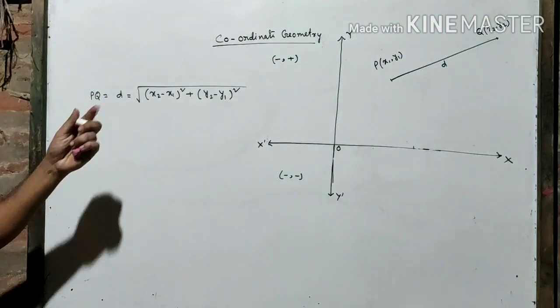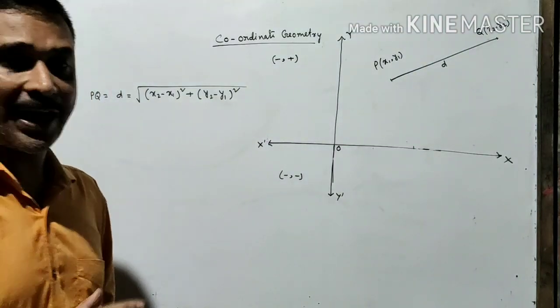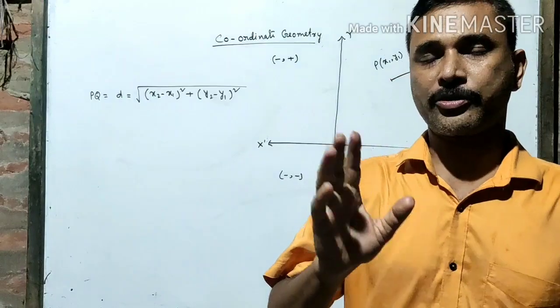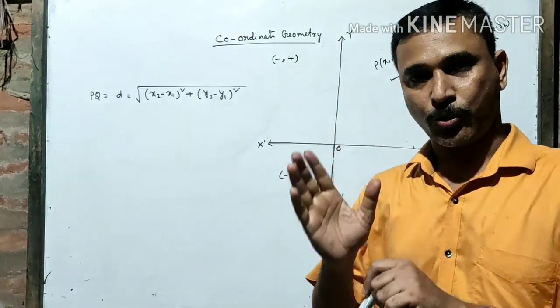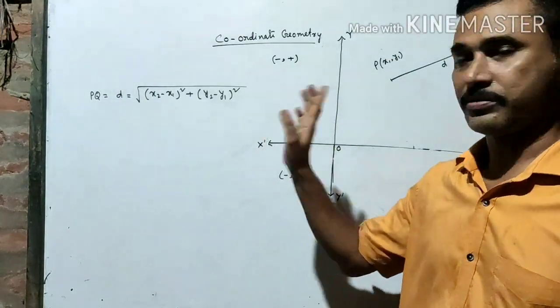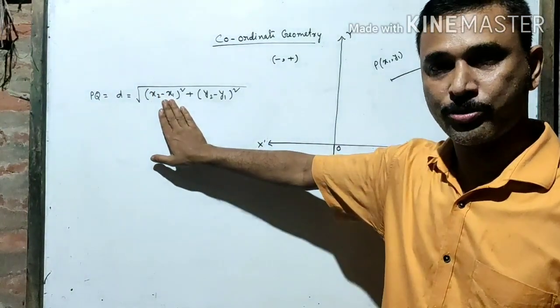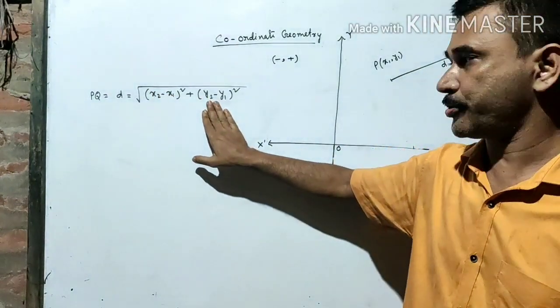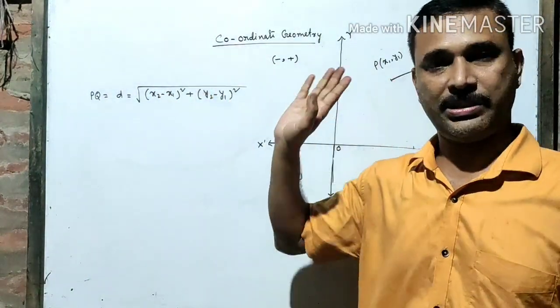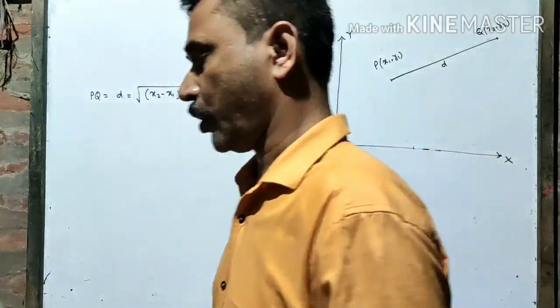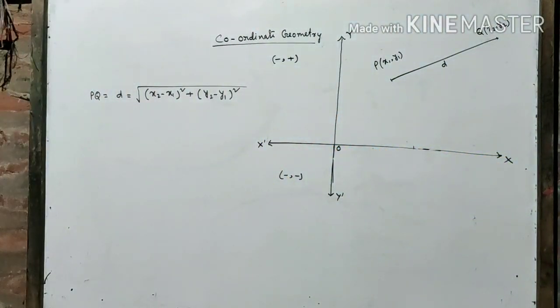So what is the distance formula? Difference of the x coordinates whole square plus difference of the y coordinates whole square, whole root. This is the distance formula. All of you know this. You have learned it in your class 10 syllabus.